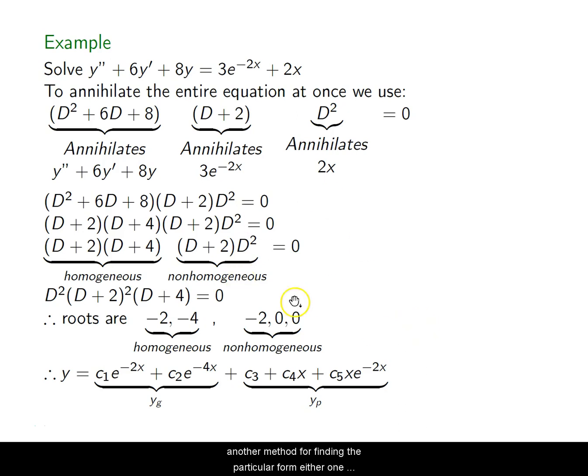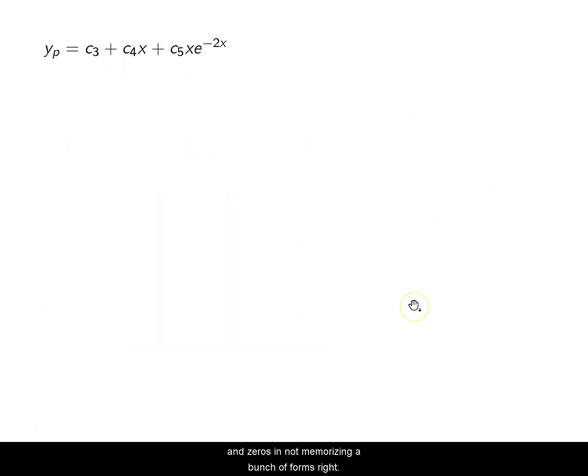This is really just another method for finding the particular form. You can use either one. They both work equally well. It's really up to you which one you prefer. I know you learned the other one first, so maybe you like that, but honestly, I think this one is a little bit easier because it's just all about finding roots and zeros and not memorizing a bunch of forms.